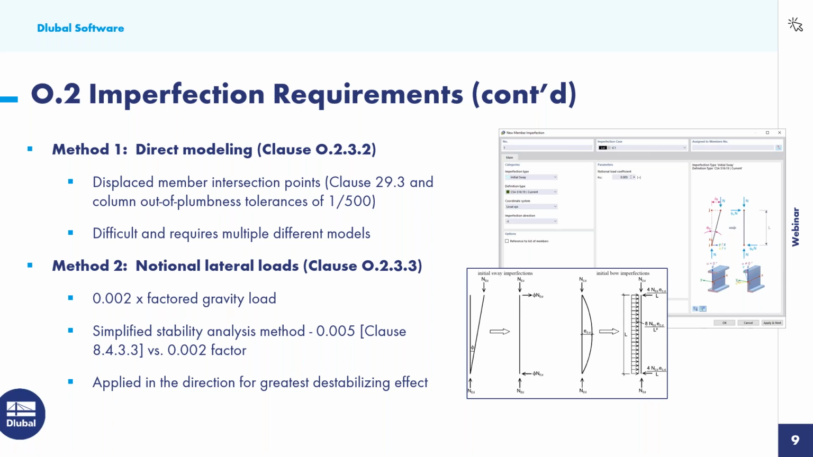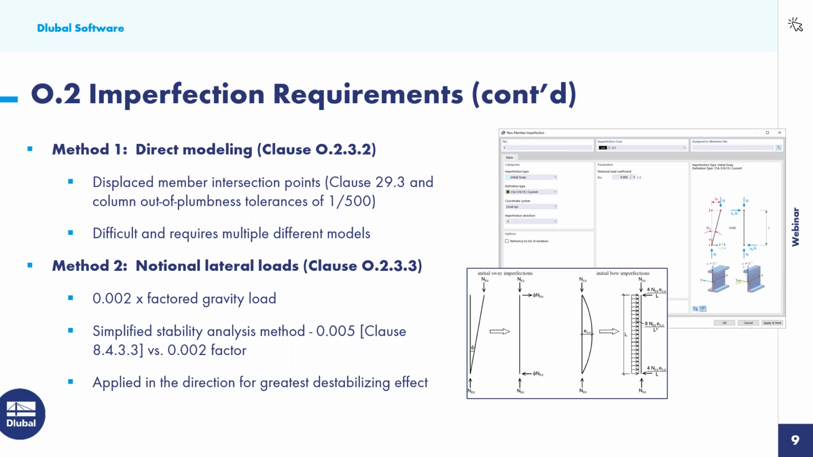And we're mainly concerned here with column out of plumbness tolerances. And that limit is set at 1/500. So what we would physically do is go into our RFEM model and create that column out of plumbness by modifying the intersection points. Now, you can imagine this is difficult and it's going to require multiple different models. Again, if we're trying to create that greatest destabilizing effect, we should have column out of plumbness in the X direction for winds in the X, column out of plumbness in the Y for winds in the Y. If you have seismic loads, it could go on and on.